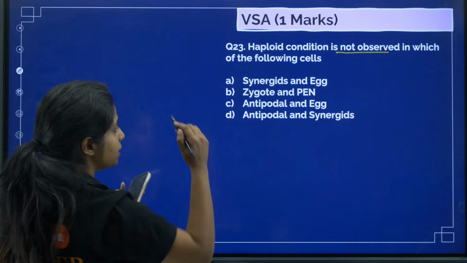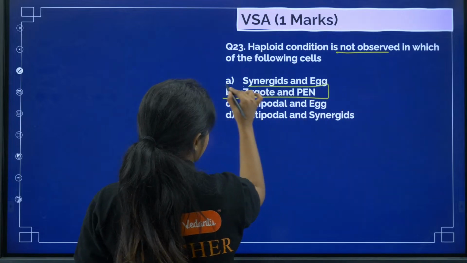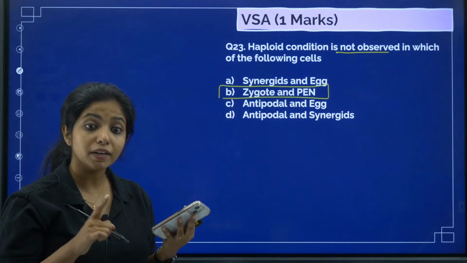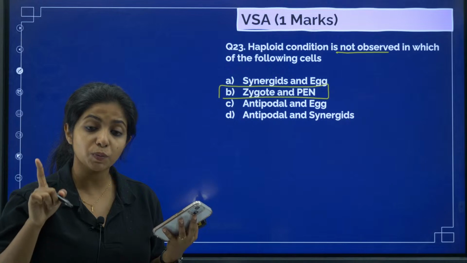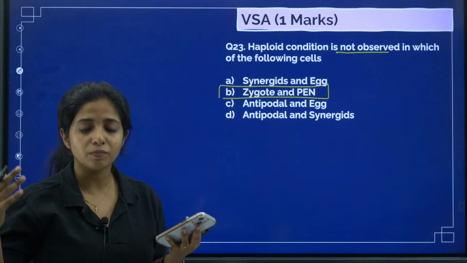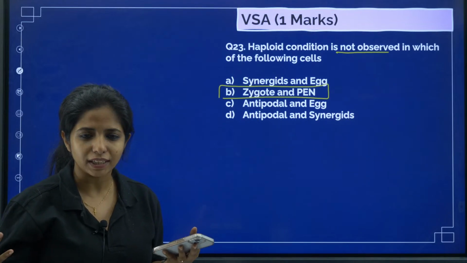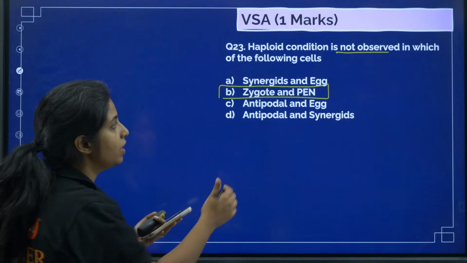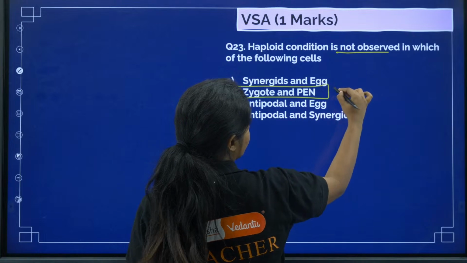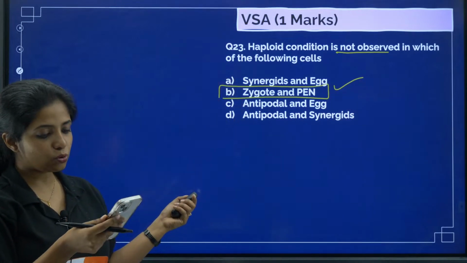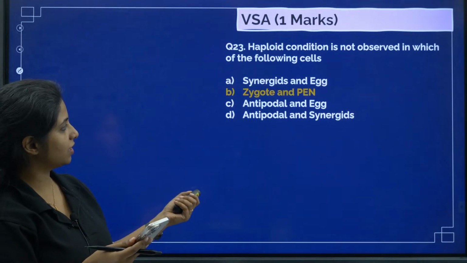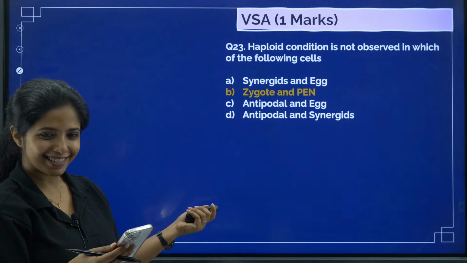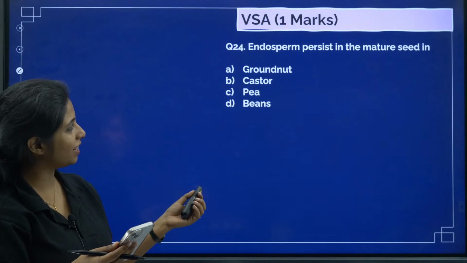So, let's see, B: zygote and PEN. Exactly. I told you the zygote is now diploid. PEN, the primary endosperm nucleus, that means the primary endosperm cell, is also triploid now. None of them are haploid. That was what the question was, and you are entirely correct. Good. Sanvi also, 23B. Great.